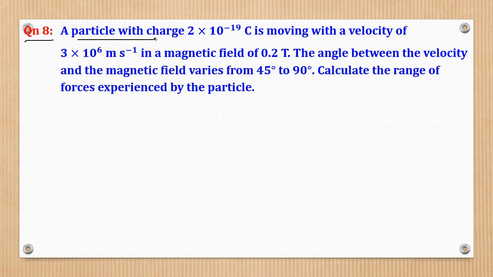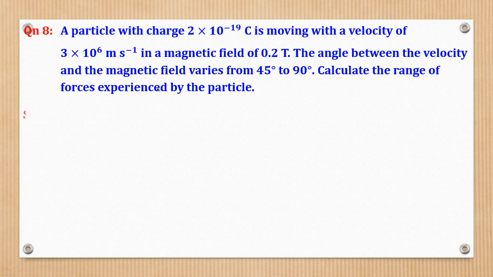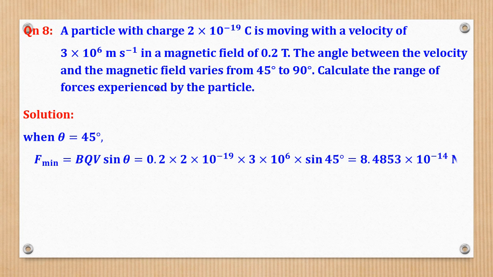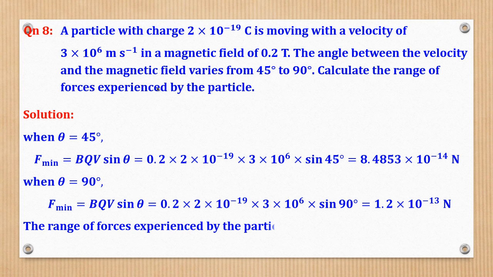Question 8. A particle with charge this is moving with a velocity of this in a magnetic field of 0.2 Tesla. The angle between the velocity and the magnetic field varies from 45 degrees to 90 degrees. Calculate the range of forces experienced by the particle. So still we'll do the same. When theta is 45 degrees, you come up with one force, which is minimum. Then when theta is 90 degrees, you come up with the second force, which is maximum. Then you can conclude the range of forces are from this to this, and that's what they wanted.